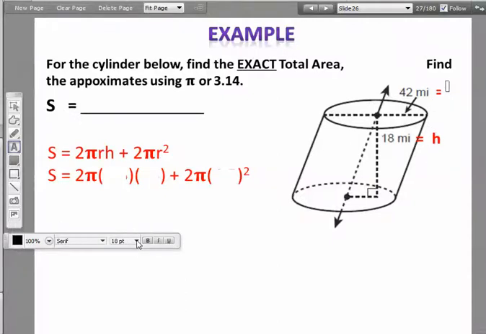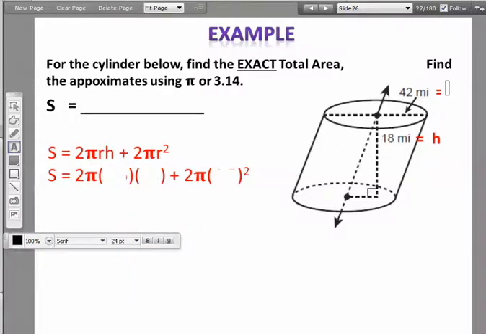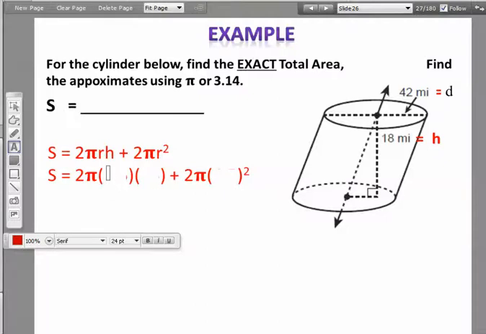Alright, so for this up here, I'll just do 24. This is equaling D, the diameter. Okay? So remember, if they give you the diameter, you're going to have to divide it by 2 to get the radius. So if my diameter is 42 miles, that means my radius, let me do this in red so it'll stay, is going to be 21, and that was the number that I thought was rather large. But it's alright. We can still do the math. That's 18, and then here's my radius.